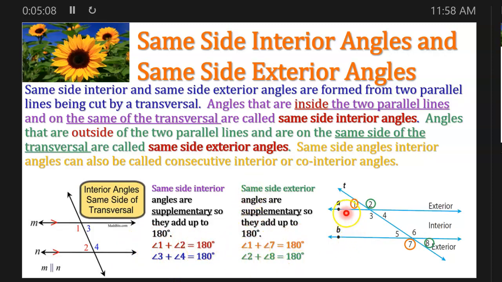Here, same thing, but this time they're outside of the parallel lines, so we call those same side exterior angles. And again, the ones on the same side are not congruent, they're supplementary. Remembering which of these angle relationships are congruent and which are supplementary is very key to solving these problems. If you can remember that the ones on alternate sides of the transversal are going to be congruent, then the ones on the same side of the transversal are going to be supplementary, which means I'm adding those up and they should equal 180.